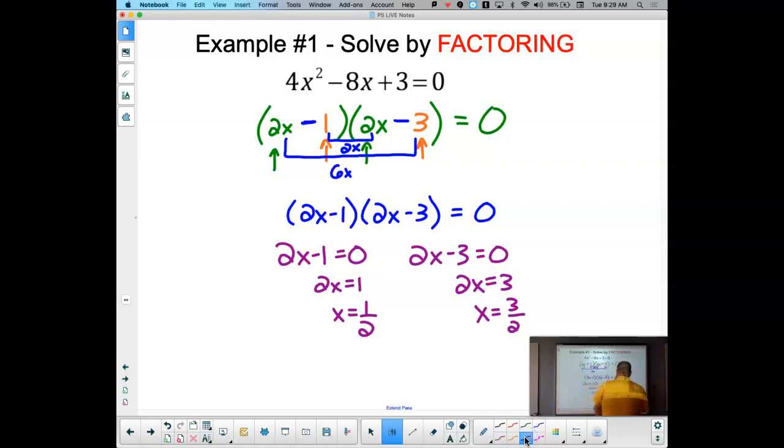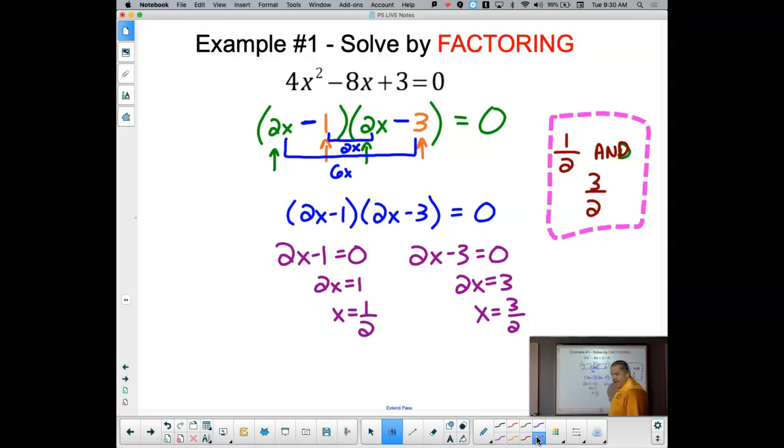So my two answers here are 1/2 and 3/2. And whoa, I don't know why it switched back over to green. That was kind of funky. Always good to check your answers back at the end. Okay.